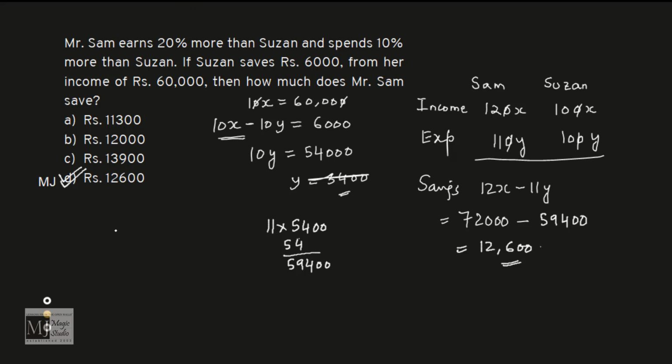And you know why I've taken up this question? Because I've seen people marking 12,000, I've seen people marking 13,900, and how? Maybe you haven't read the question carefully. So be careful with these things. The correct answer is 12,600.